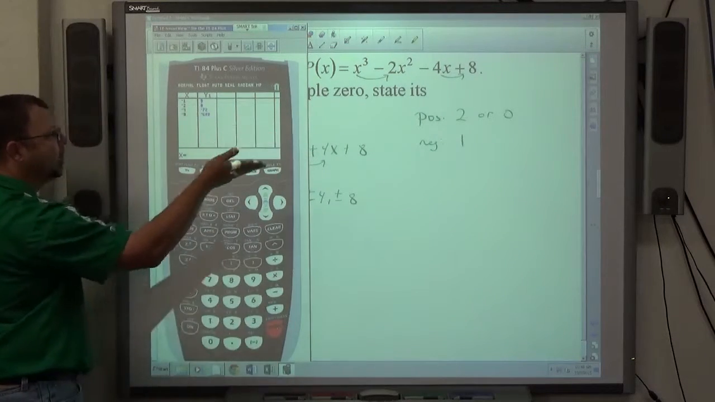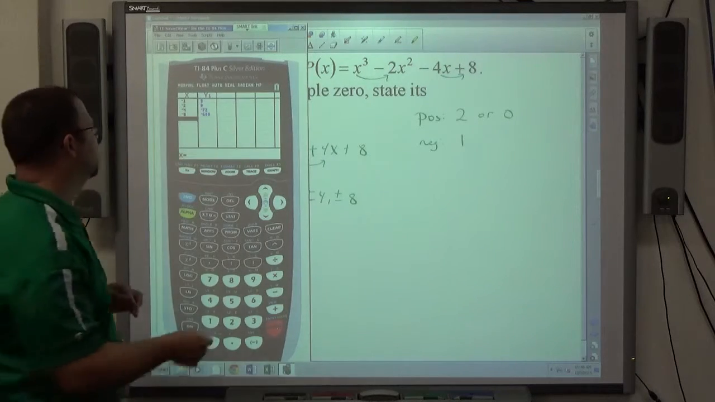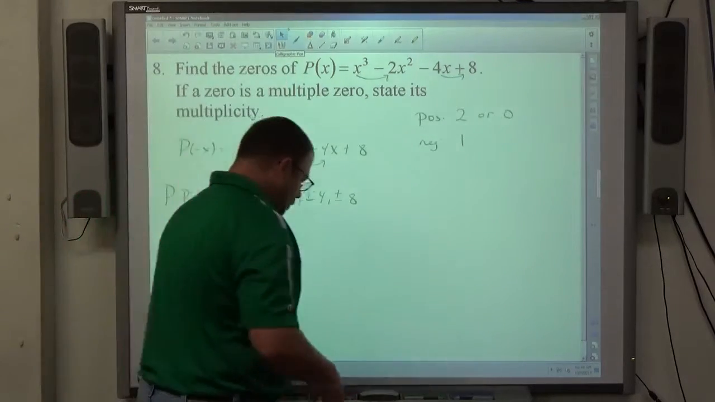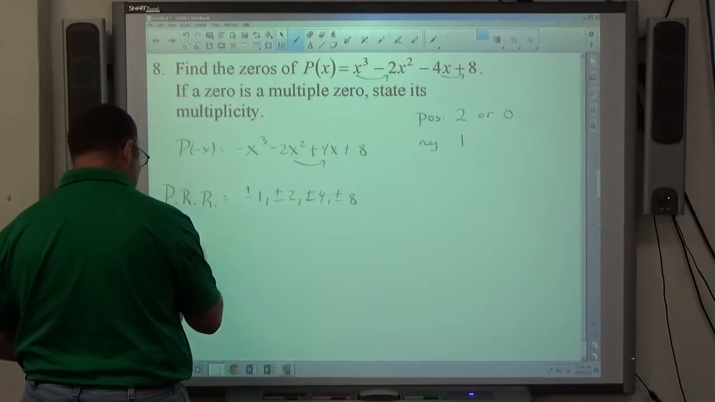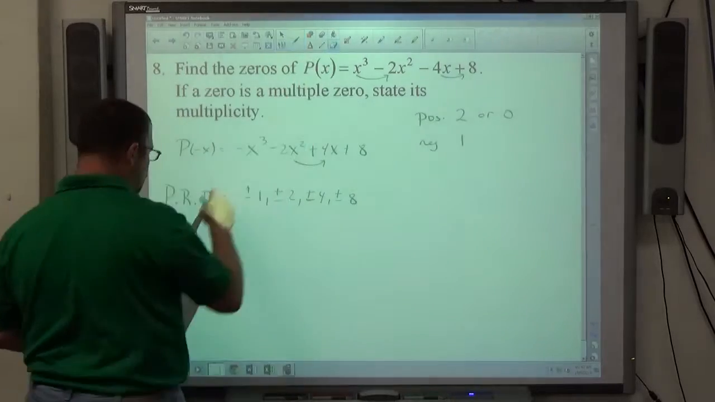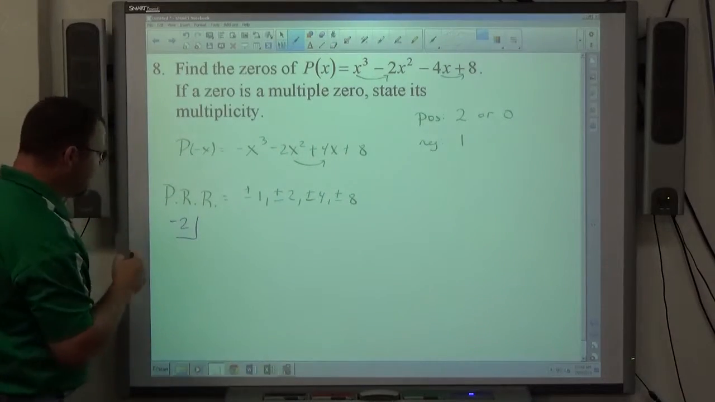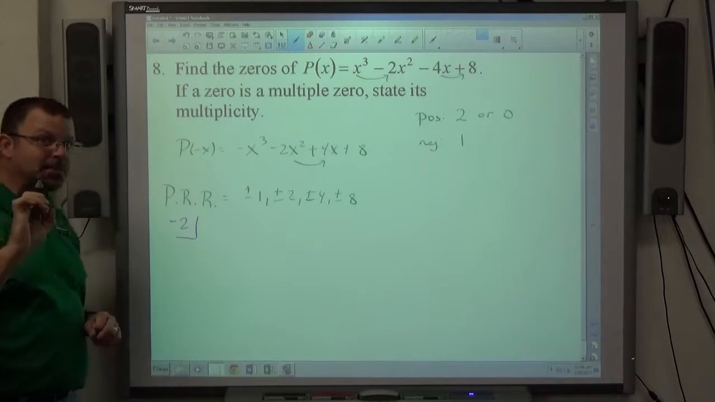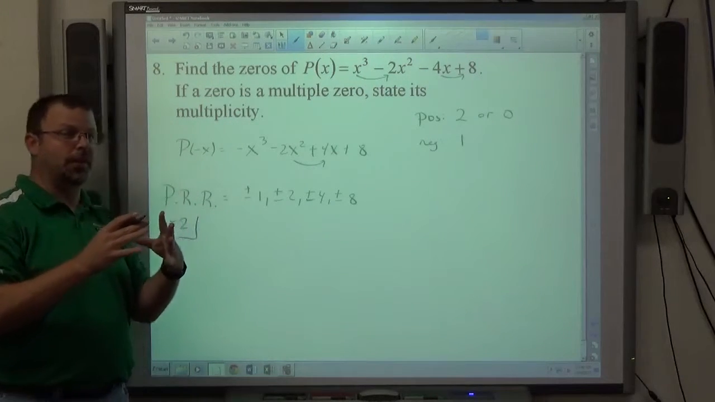Again, I know there's one negative solution. If I can find that one negative solution, which is negative 2, I'm good to go. So, negative 2 is a solution, which tells me if I did a synthetic division with negative 2. Now keep in mind here, I'm not dividing by x plus 2, or by x minus 2, I'm just seeing if negative 2 works.